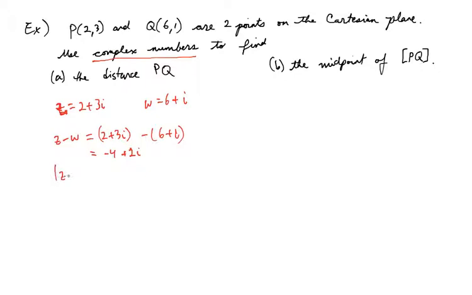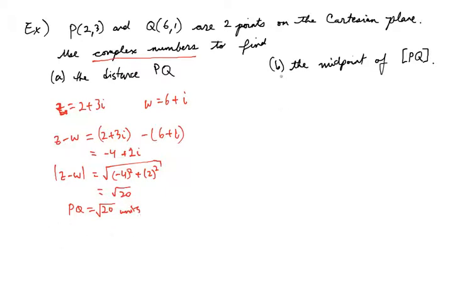I can find the magnitude of that, okay, and that would give me the distance, right? So I just take the components, square them, okay, and we end up with root 20, okay? So PQ then would be root 20, all right, root 20 units.